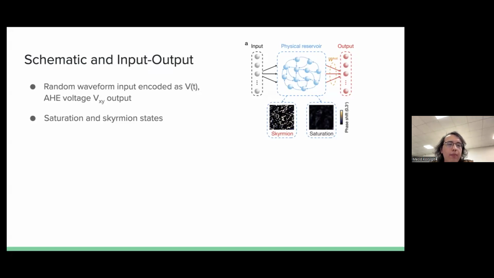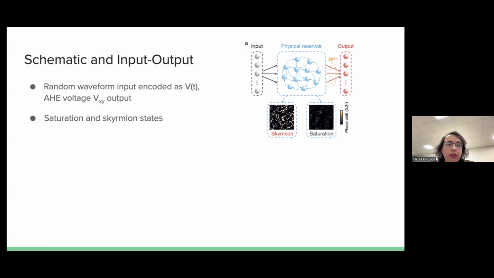In this part, the authors use a representative sequential waveform, random waveform classification task to test the performance of our Skyrmion enhanced RC system. The input signal is a random waveform sequence comprising square and sine waveforms. These waveforms, of course, are encoded as voltage and applied to the RC system. And the output signal is the anomalous Hall effect voltage Vxy, as we said previously.